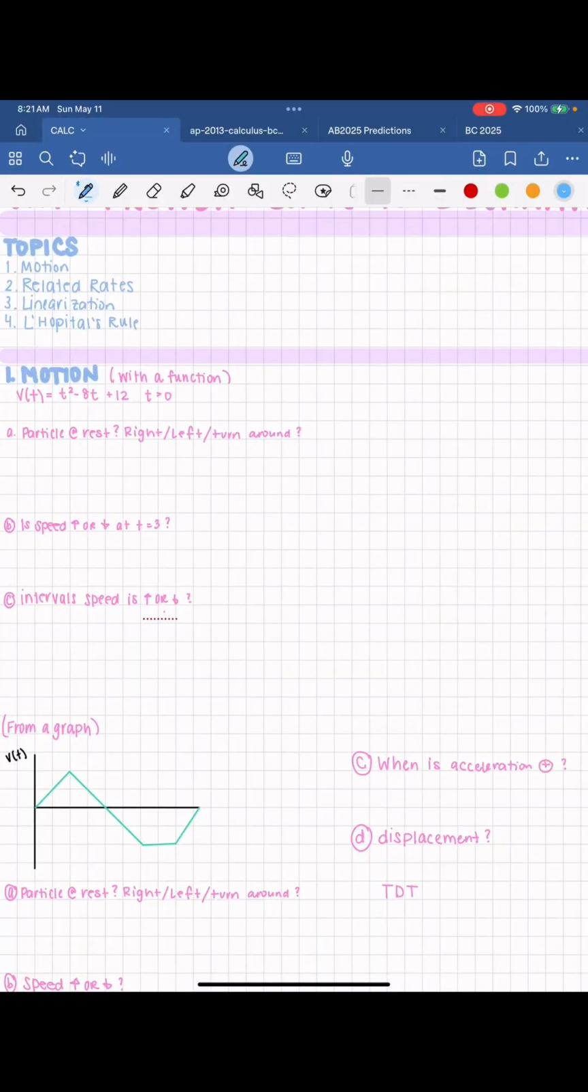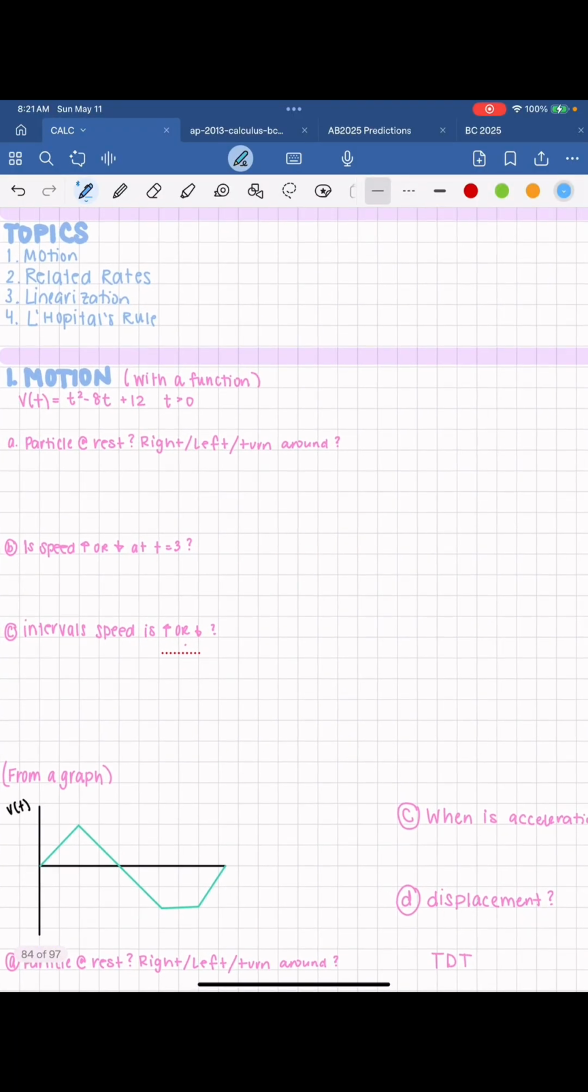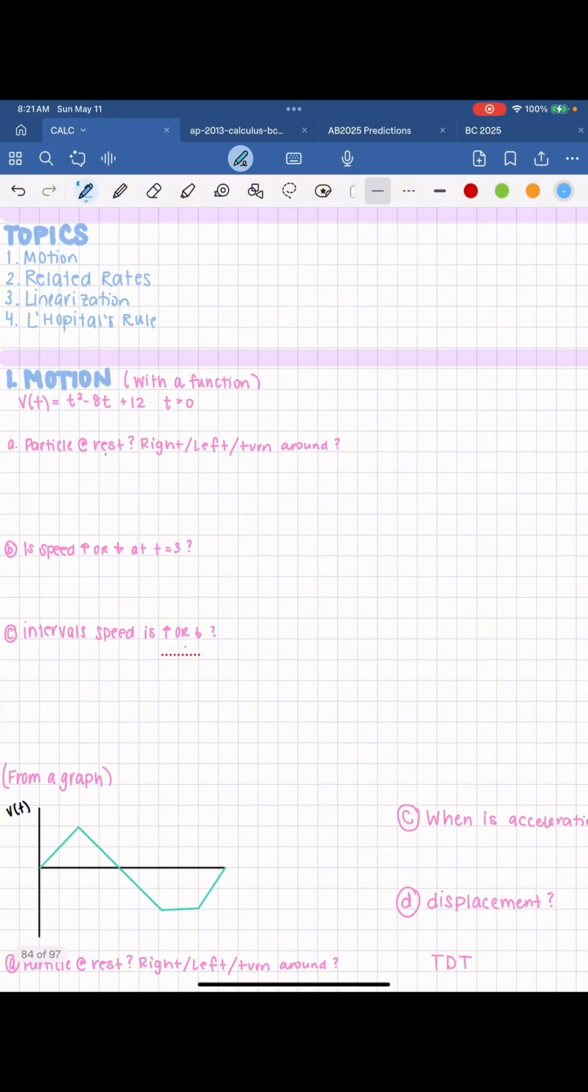Okay, so motion with the function: is the particle at rest, right, left, and turn around? We are at rest when velocity is equal to 0. We move right when velocity is positive, left when velocity is negative, and we turn around when velocity changes sign. So let's go ahead and do that.